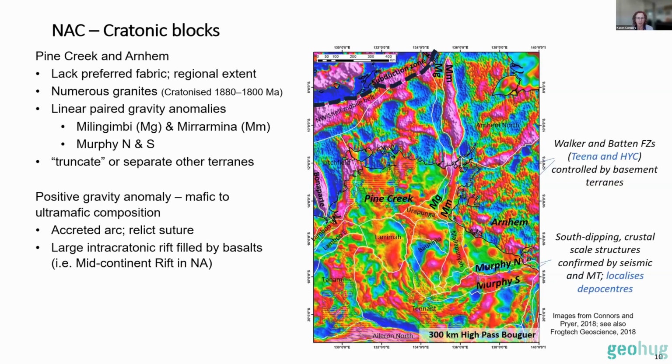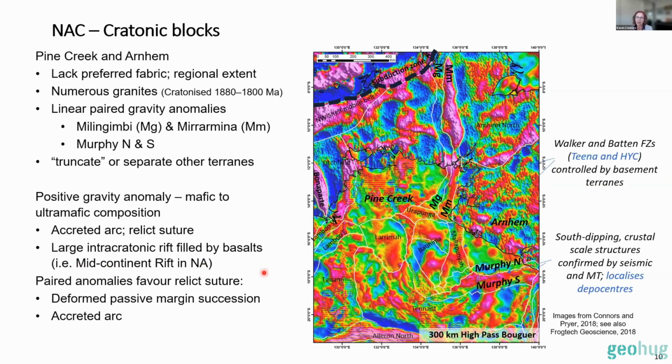And you start thinking about an accreted arc, some sort of relic suture. Could it be a large intracratonic rift with a lot of mafics like the mid-continental rift in the US? But the fact that you've got the paired negative positive gravity anomaly makes me favor a suture zone, a relic suture, so that the negative anomaly is more of a deformed passive margin, and the positive anomaly an accreted arc.